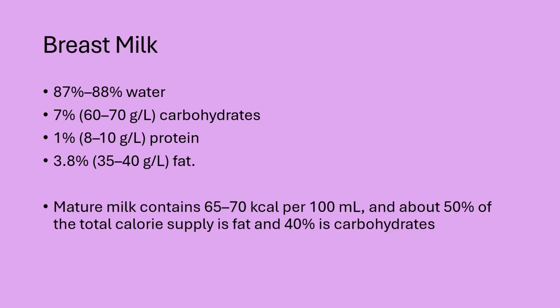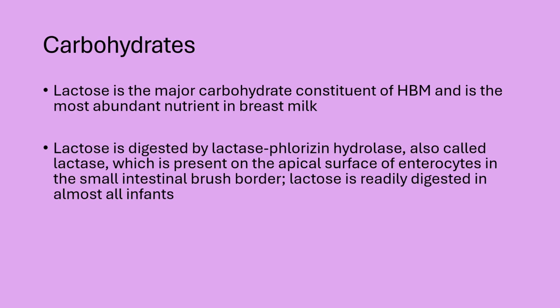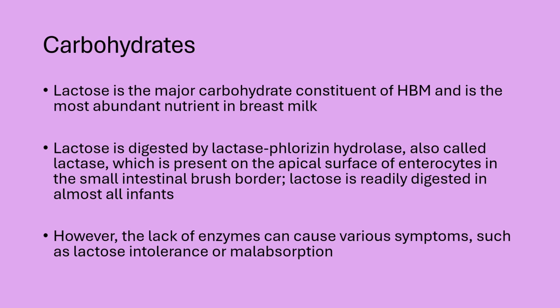Mature milk contains 65 to 70 calories per 100 ml, and about 50% of the total calorie supply is fat and 40% is carbohydrates. So carbohydrate. Lactose is the major carbohydrate constituent of human breast milk, and it's the most abundant nutrient in breast milk. Lactose is digested by lactase, which is present on the apical surface of enterocytes in the small intestinal brush border. Lactose is readily digested in almost all infants. However, the lack of enzymes to do this can cause various symptoms such as lactose intolerance or malabsorption.